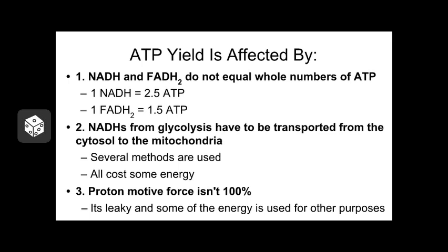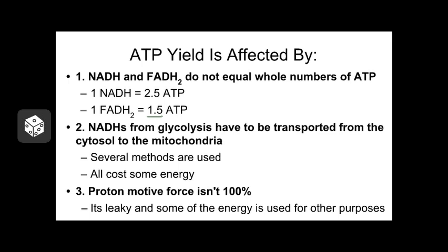Let's talk about those. First of all, remember that the exchange rate between our energy carrier molecules and ATPs are not whole numbers. There's enough energy in an NADH to make about 2.5 ATPs. And remember, there's no such thing as a half ATP. Same thing with FADH2. There's enough energy there to make 1.5 ATPs. No such thing as a half ATP. So it's an estimated value.